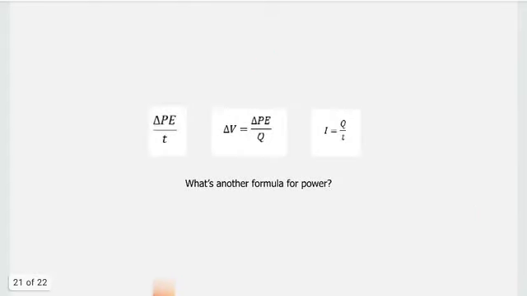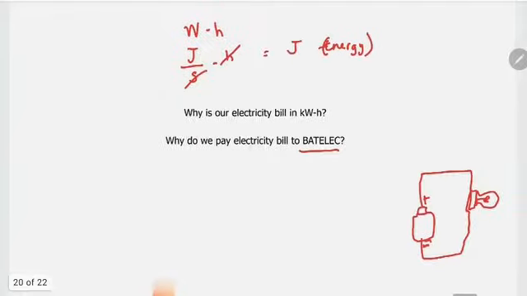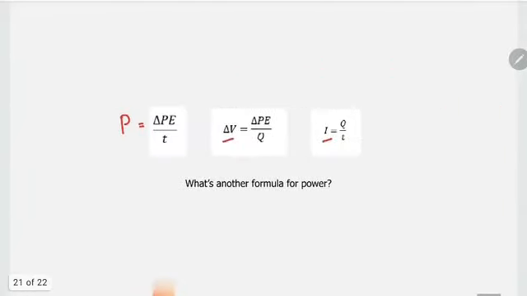Can we have another formula for power? Taking a look at these several formulas. Now, this is the formula for work. This is the formula for potential difference or voltage: the change in potential energy over the magnitude of charge. I hope you can still remember. This is the formula for current: the amount of charge flowing through over time. Okay. This is the formula for power, right?